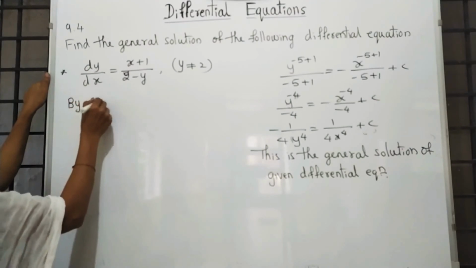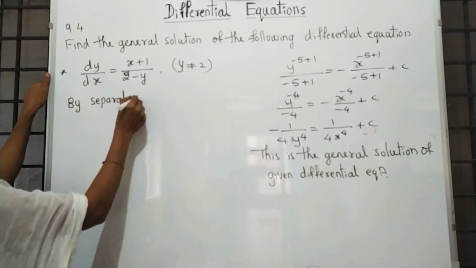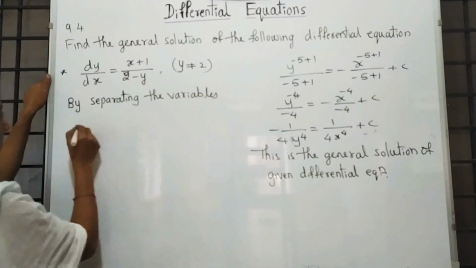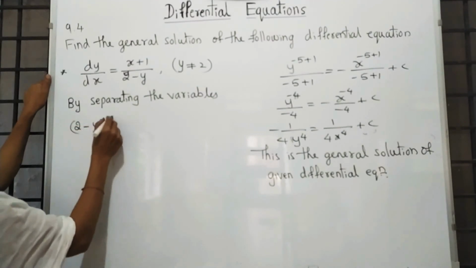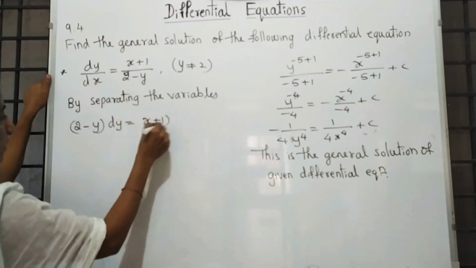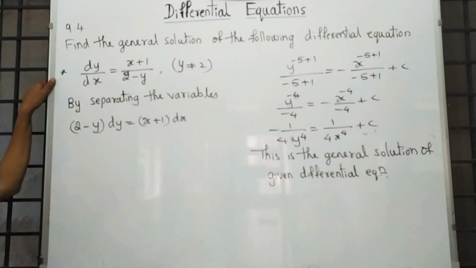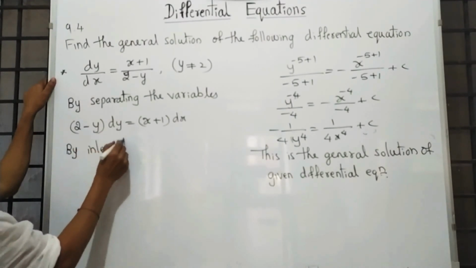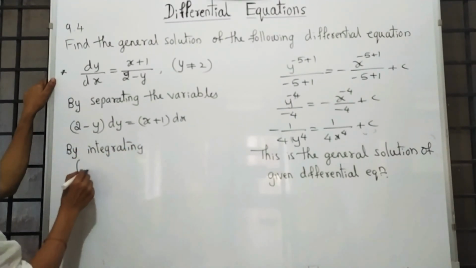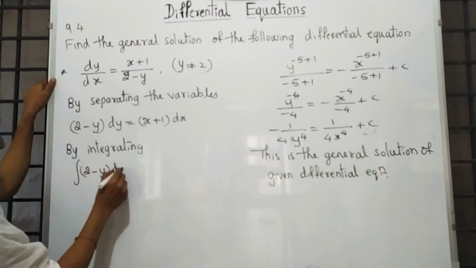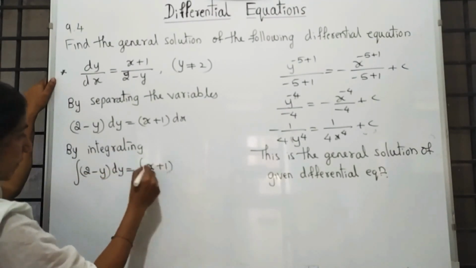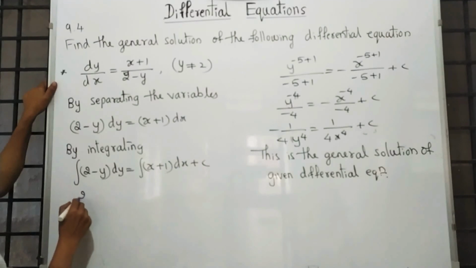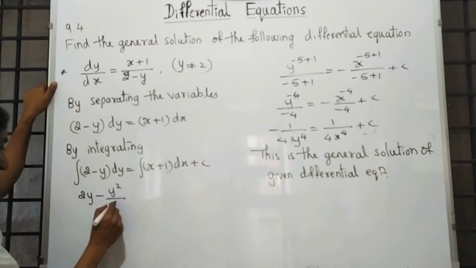Instead of cross multiplying, I am writing like this, by separating the variables. 2 minus y into dy is equal to x plus 1 into dx. See, are they separated? By integrating, 2 minus y into dy is equal to x plus 1 into dx plus c. Integration of 2 with respect to y is 2y minus y square by 2.